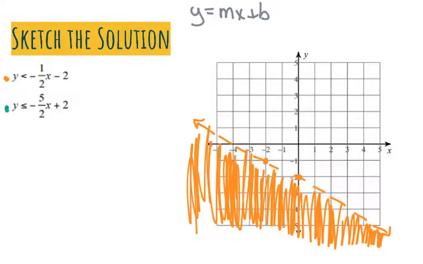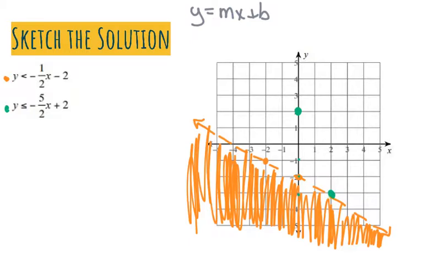Now I'm going to look at the second inequality: y is less than or equal to negative 5/2 x plus 2. It's in slope-intercept form, so I'm going to cross the y-intercept at a positive 2. My first point is going to be at 0, 2. My slope is negative 5/2. I can either go up 5 and to the left 2, but I'm off of the grid, which could make it not as accurate as it needs to be. So I'm going to go down 5, 1, 2, 3, 4, 5, and to the right 2.